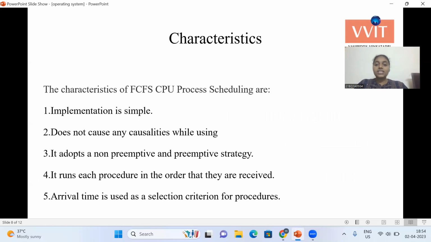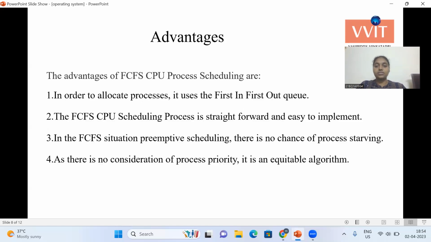What are the characteristics of this algorithm? The characteristics of first come first serve CPU process scheduling are: implementation is simple, it does not cause any casualties while using, it adopts a non-preemptive as well as preemptive strategy, it runs each procedure in the order that they are received. Arrival time is used as a selection criteria for procedures.